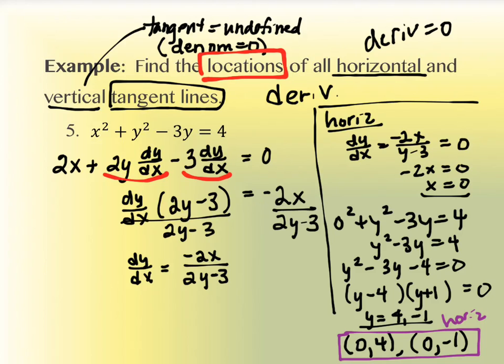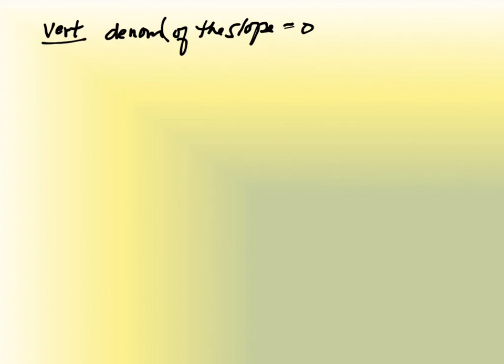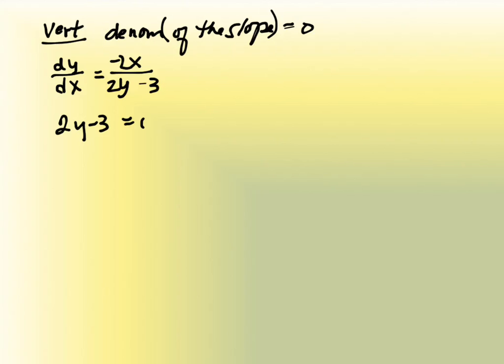So the other piece that we're supposed to be finding is the vertical tangent locations, right? Like the vertical tangent lines. All right, so for our vertical tangent, we need to have the denominator of the slope equal to 0. So my dy/dx was negative 2x over 2y minus 3. Is that right? So I'm wanting my denominator, 2y minus 3, to equal 0.